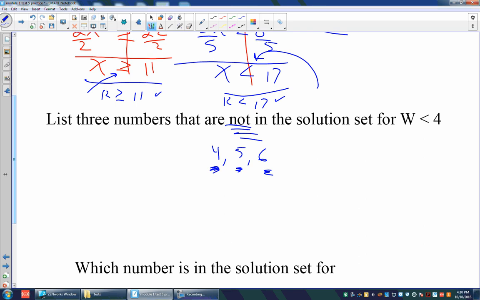Hey, go big or go home. Why don't you just say 100, 101, 102? Because it wants numbers not in the solution set.